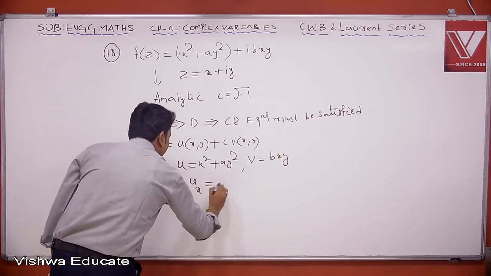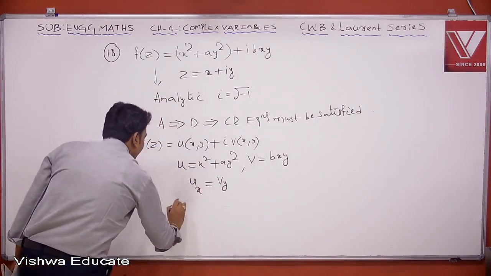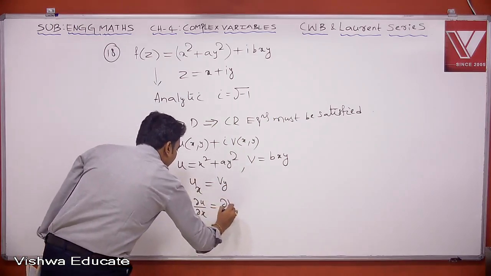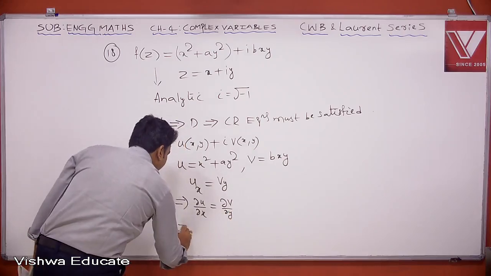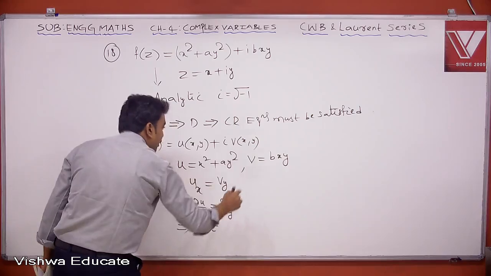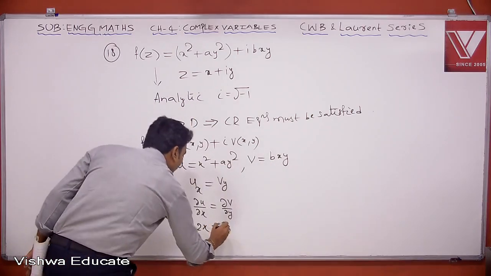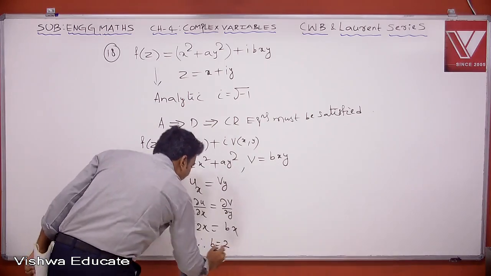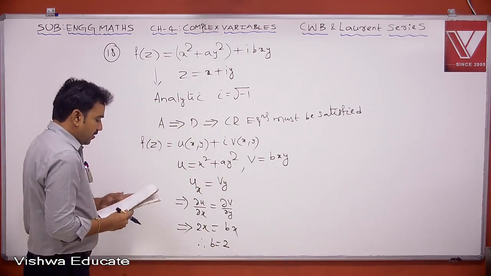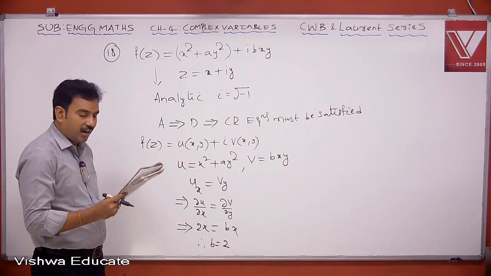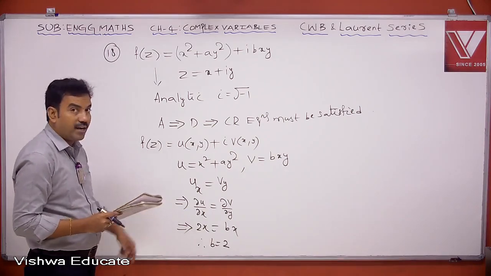First CR equation is ux equal to vy. Ux means dou u by dou x, vy means dou v by dou y. This implies dou u by dou x equals 2x, dou v by dou y equals bx. You can cancel x on both sides, so therefore the value of b is 2. There are three different options with b value 2. In options B, C and D, b values are 2. So you need to find a also.